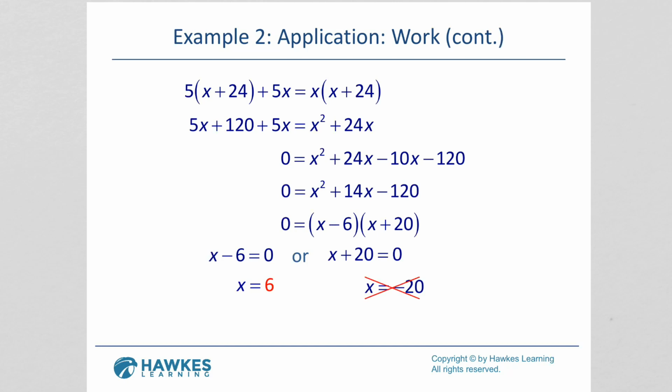We throw that solution out because we're talking about time. You can't have negative time. So the mother could do the job alone in 6 hours.